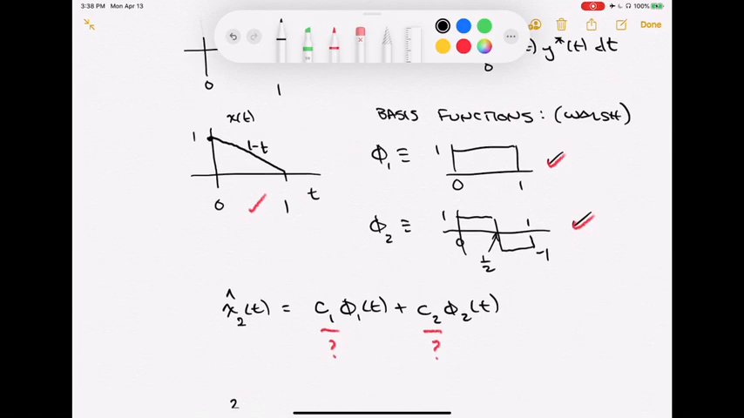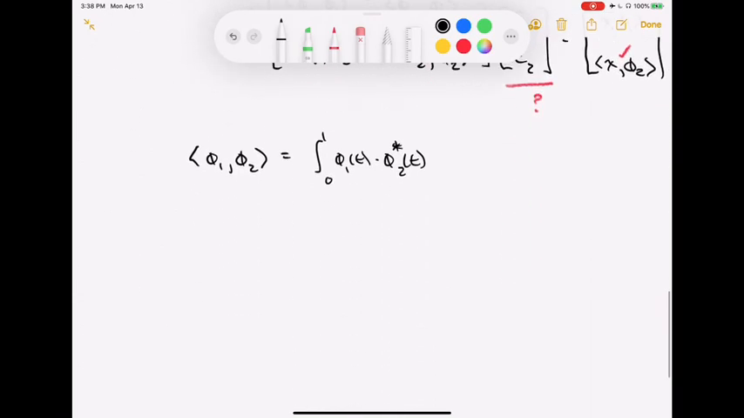Look at what my phi1 is. It's 1 over the entire interval 0 to 1. So phi1 times anything is just going to be the anything, right? So if I go back down here and look at phi1 inner product with phi2, this is going to be an inner product of 1 times phi2. That's just going to be the integral of phi2(t) dt, because phi2 is real, its conjugate is just equal to this signal. So 0 to 1. So this is the area of phi2.